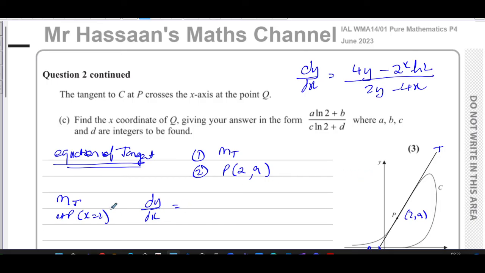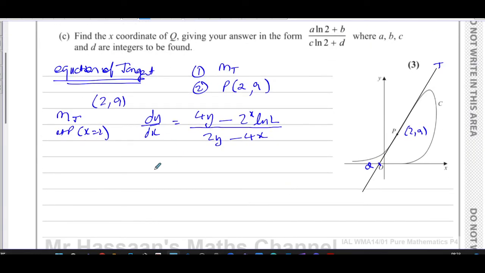So we want to find when x equals 2. In terms of x and y, that's x equals 2 and y equals 9. We're going to use both of those in the equation: dy/dx is 4y minus 2 to the power of x ln 2 over 2y minus 4x. So we take the point (2, 9): dy/dx equals 4 times 9 minus 2 to the power of 2 ln 2, over 2 times 9 minus 4 times 2.